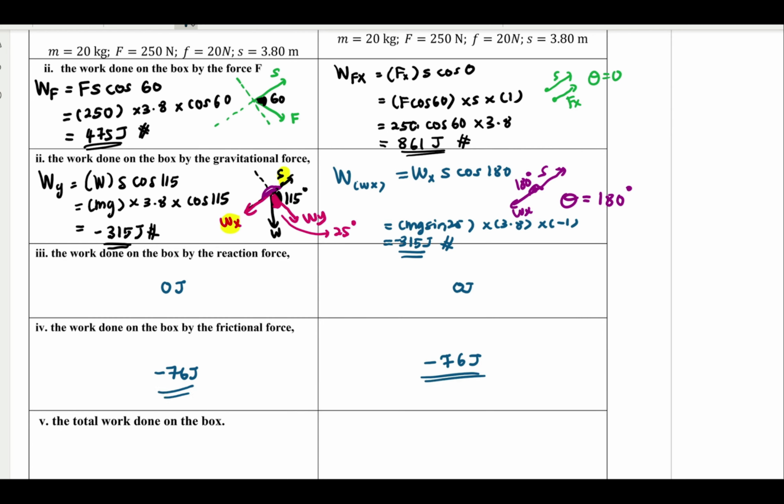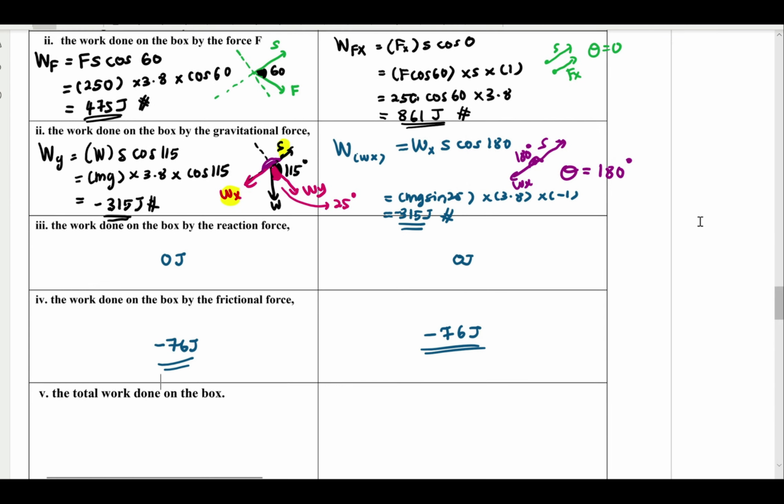Okay. The total work done, kita kena tambahkan semua. Sebab kita dah kira asasing tadi. So, kita tambahkan semua. So, the total work done. Nak tulis W total pun boleh juga. Okay. Work done by the external force plus work done by the gravitational force. Normal kalau tak nak tambah pun tak apa sebab dia perpendicular to S. So, 0 joule. Plus work done by the frictional force.